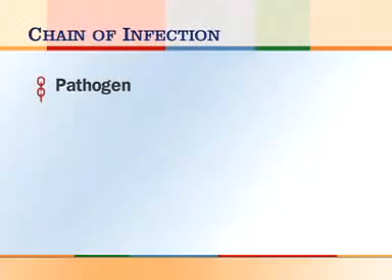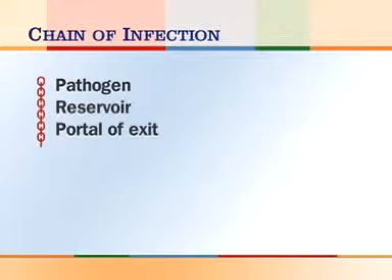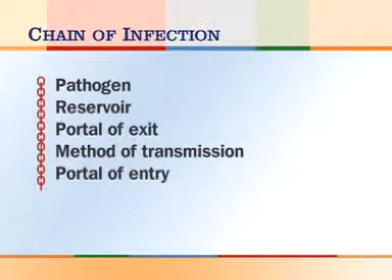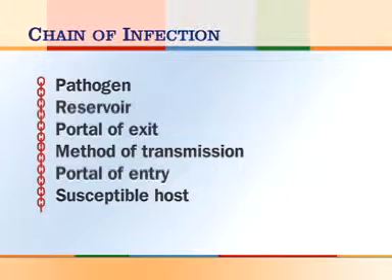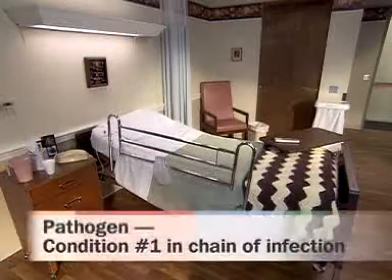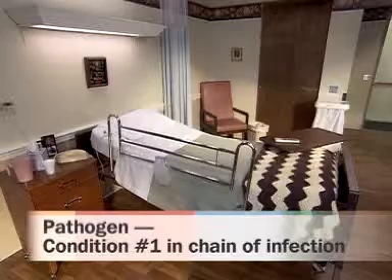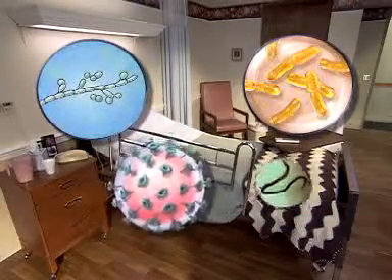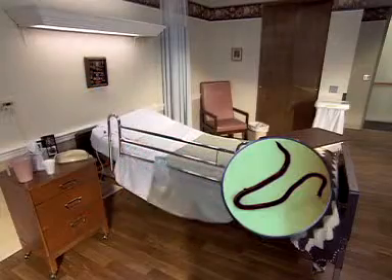The 6 conditions in the chain of infection are pathogen, reservoir, portal of exit, method of transmission, portal of entry, and susceptible host. In order for the chain of infection to remain intact, each of these conditions must be present. Condition number 1 in the chain of infection requires that a pathogen be present. Pathogens, remember, are microbes capable of causing illness.